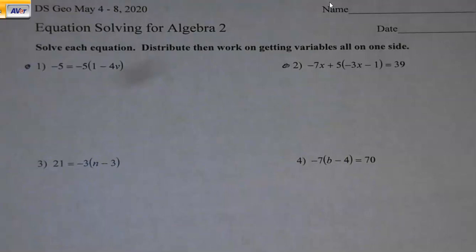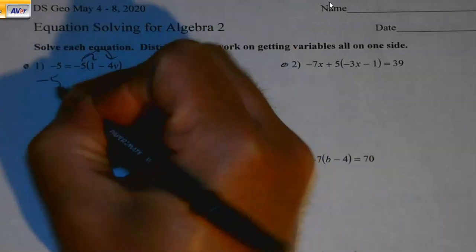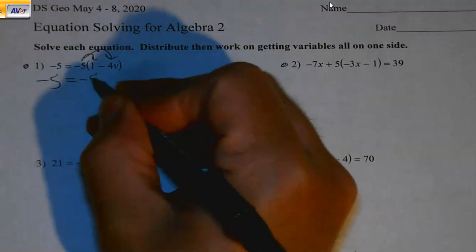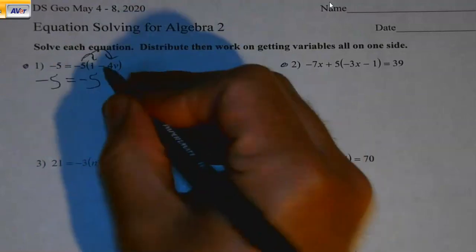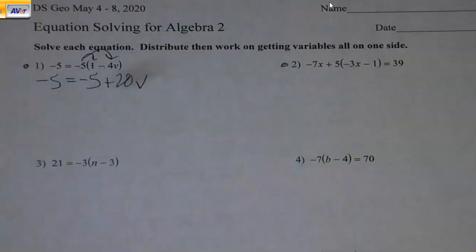So as we're doing these, our biggest thing here is always going to be distribute first, if there's distributing to do, and there's going to be on this worksheet. We need some practice with that. So again, when we distribute, we multiply. Negative 5 times 1, negative times negative is positive. It's those detail things that we're working on with these.